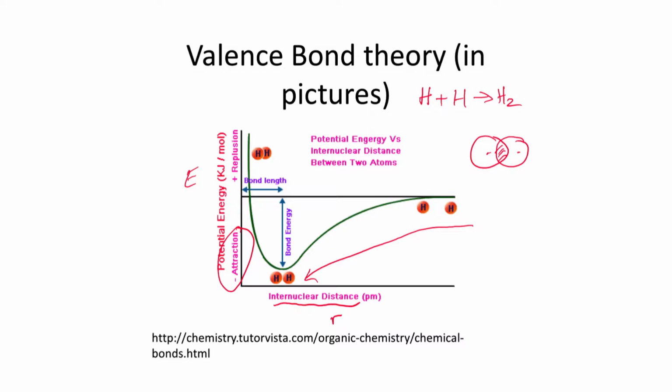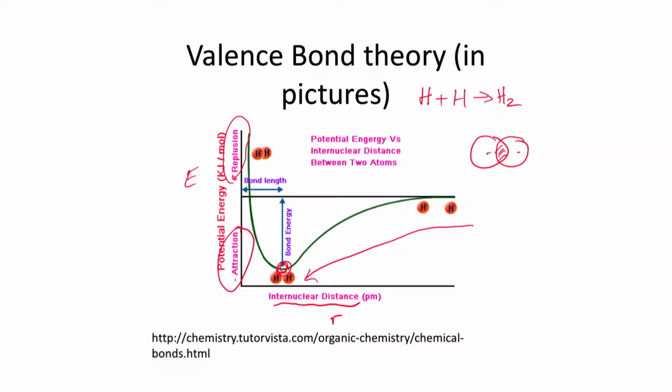If I bring them even closer together, then I have a problem. Okay? Now I start to get repulsions between the electrons, and that's going to cause the energy to shoot back up. And so that's where this repulsion comes in, and that's going to be unfavorable, so the energy goes upwards again. So this point right here represents the best possible situation. Okay, this is considered the minimum energy, or lowest energy.